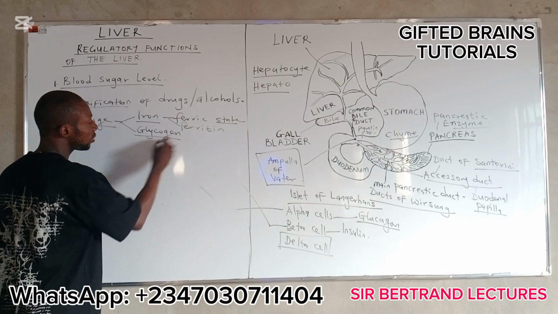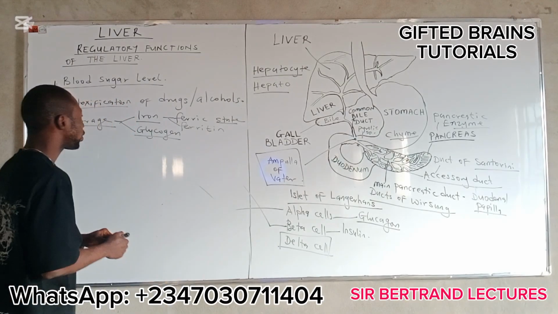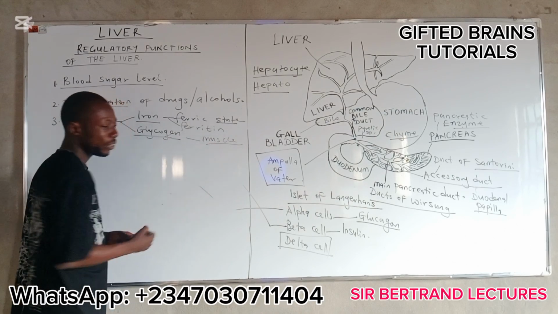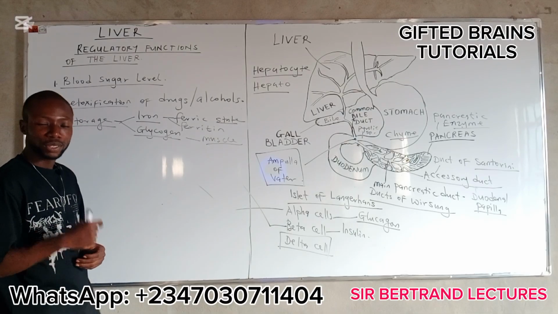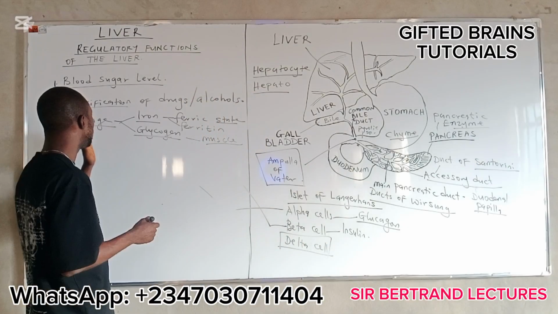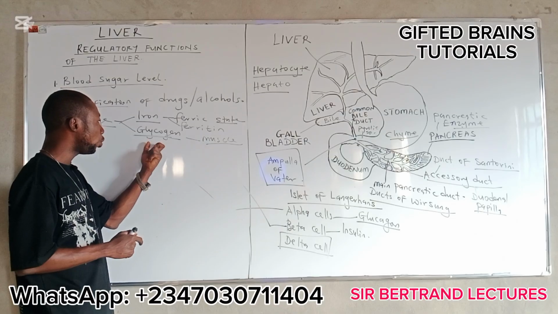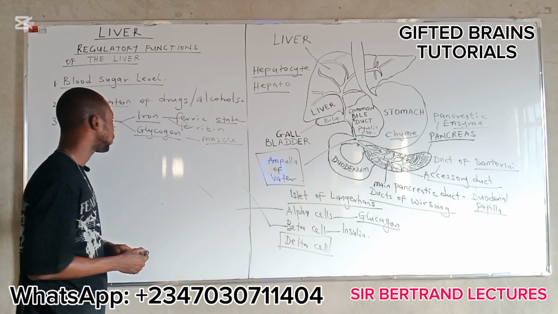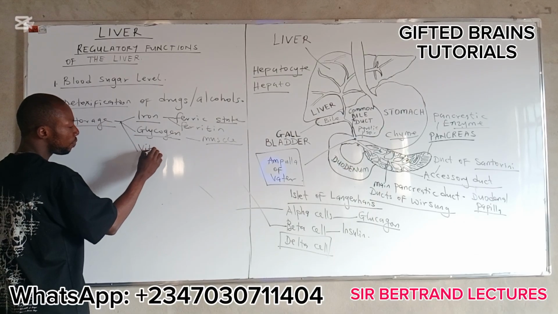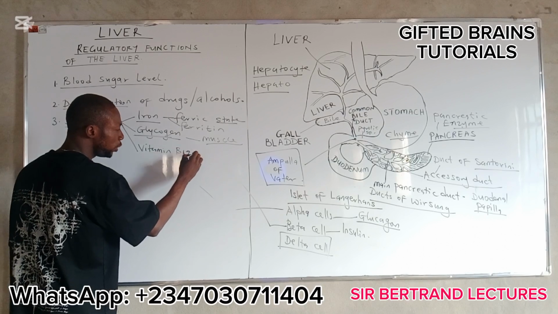Glycogen. Excess sugar, which the liver converted to glycogen, is stored in the liver and also in the muscle cells. You can say that the liver and the muscle cells store the already converted excess sugar in the blood, which is glycogen. The liver is responsible for storage of glycogen, and as such, glycogen is also stored in the muscle cells. The liver is also responsible for storage of vitamin B12.